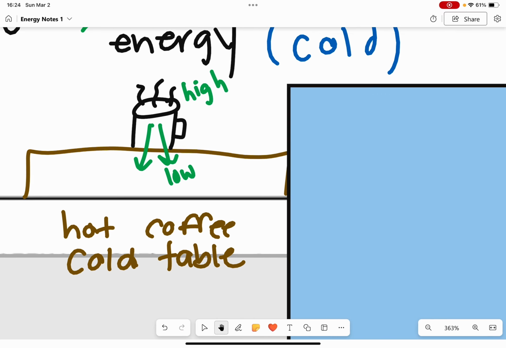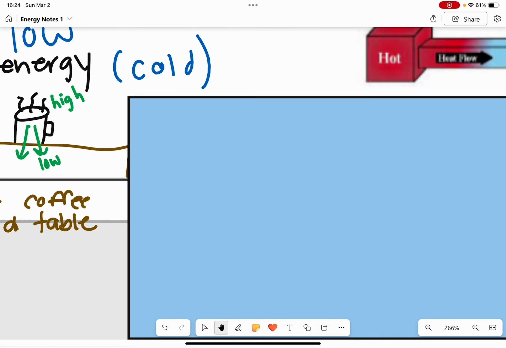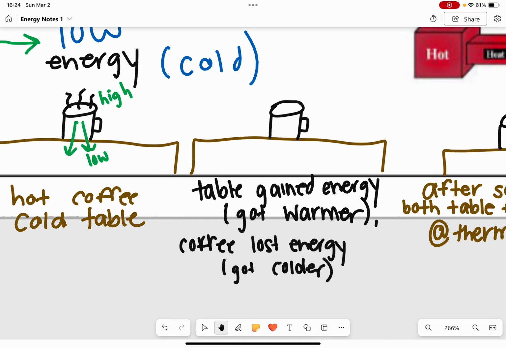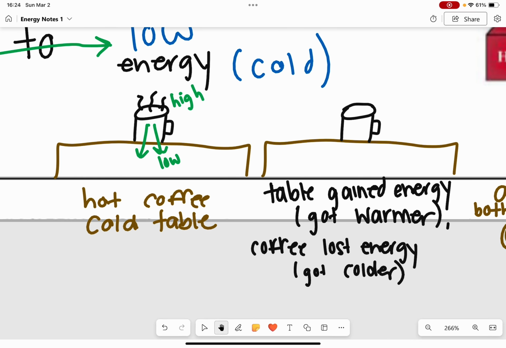And so how does that change the amount of energy overall? Because the energy from the coffee is being moved to the table, the table gains energy, so it gets warmer. And because the coffee is losing energy, the energy that went into the table, it is getting colder. So that's why there is a temperature change. But the energy didn't just disappear. It just moved from one object to another.